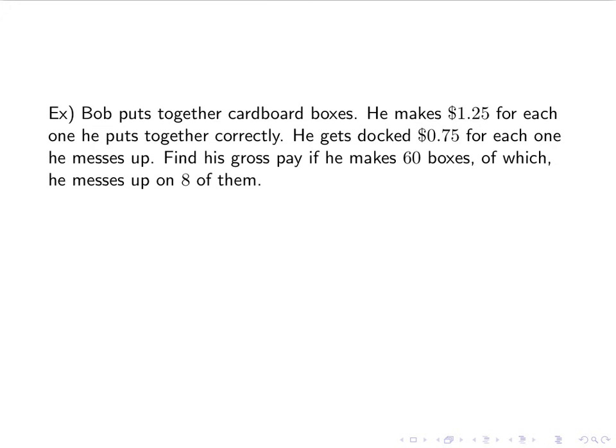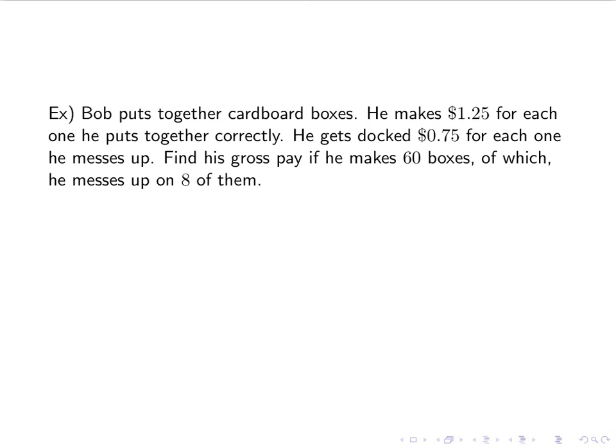Sometimes it's more complicated. So for the next example, Bob puts together cardboard boxes. He makes $1.25 for each one he puts together correctly. He gets docked 75 cents for each one he messes up. So not only does he not get the $1.25, he owes them 75 cents. So if he makes one box and he messes it up, he owes the company 75 cents. Okay? Find his gross pay if he makes 60 boxes, of which he messes up on 8 of them.